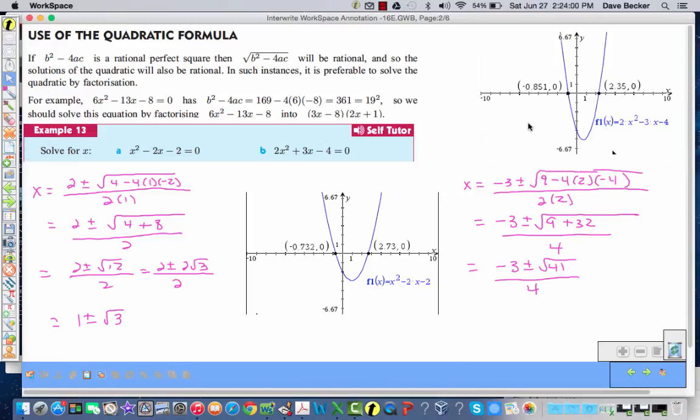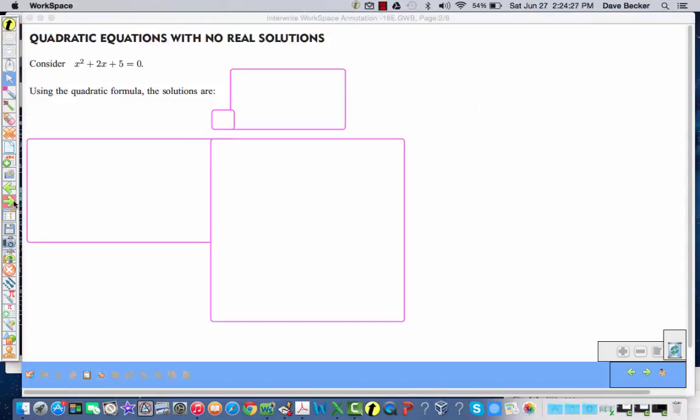Negative 3 minus root 41 over 4 is approximately equal to negative 0.851 right there, the zero right there. And then negative 3 plus root 41 over 4 is approximately equal to 2.35. So the moral of the story is, if a quadratic does indeed have real solutions, then it shall intersect or touch the x-axis. We'll talk about touch in a second.